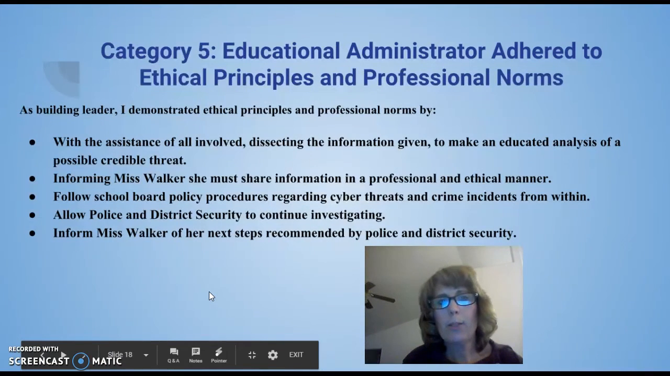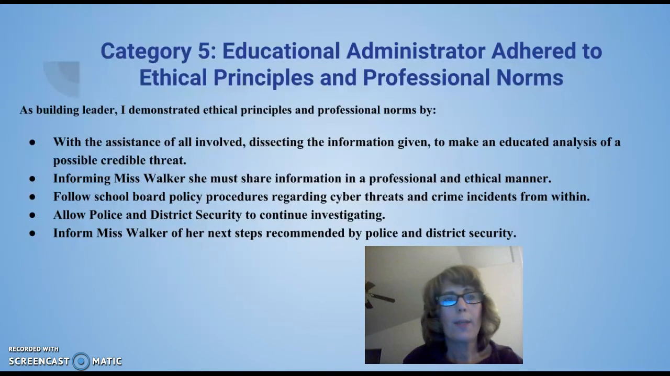As building leader, I demonstrated ethical principles and professional norms by assisting with the assistance of all involved, dissecting the information given to make an educated analysis of a possible credible threat. Informing Ms. Walker she must share information in a professional and ethical manner. Follow school board policy procedures regarding cyber threats and crime incidents from within. Allow police and district security to continue their investigation, and inform Ms. Walker of her next steps recommended by police and district security.